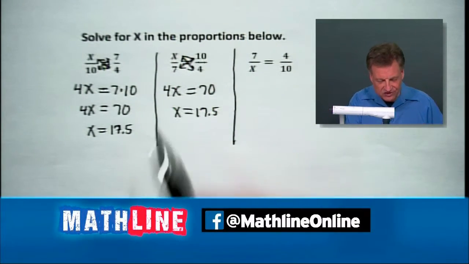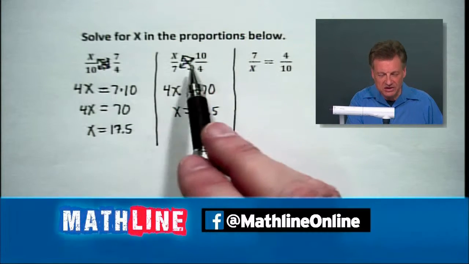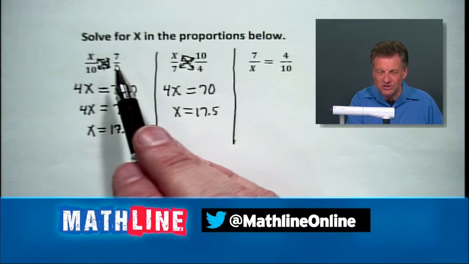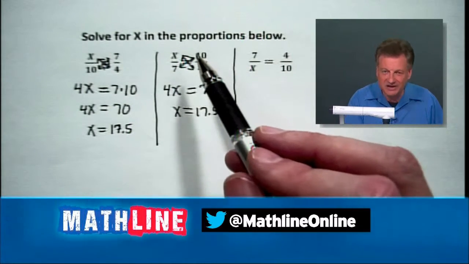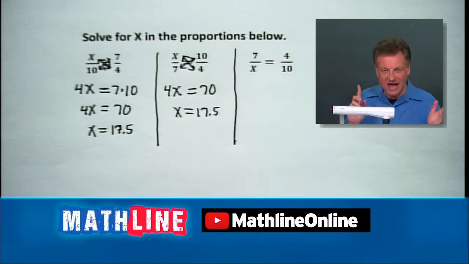Well, what was the difference between here and here? Because we wound up doing the same multiplication. Really what happened was we just interchanged the means. Life was good. All right, life was good there.